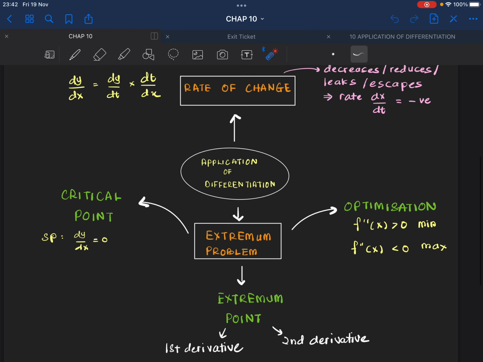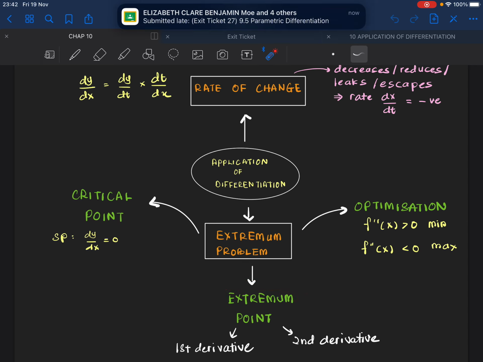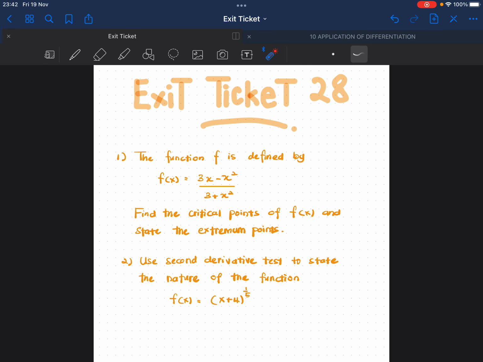Basically for chapter 10, we have two main subtopics: extremum problems and rate of change. For extremum problem, we have three parts. We have critical point, then extremum point, and then optimization. For this video, we are going to focus on these two parts: how to find a critical point and how to find extremum point by using first derivative and second derivative. Let's take a look at our first topic here.